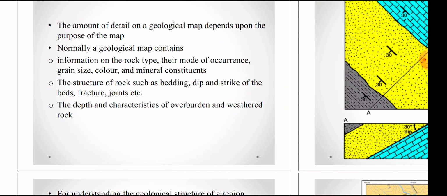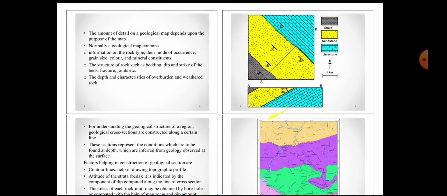The amount of detail on a geological map depends upon the purpose of the map. Normally, a geological map contains information on the rock type, their mode of occurrence, grain size, color, and mineral constitution, the structure of rock, such as bedding, dip and strike of the beds, fractures, joints, etc., the depth and characteristics of overburden and weathered rock.